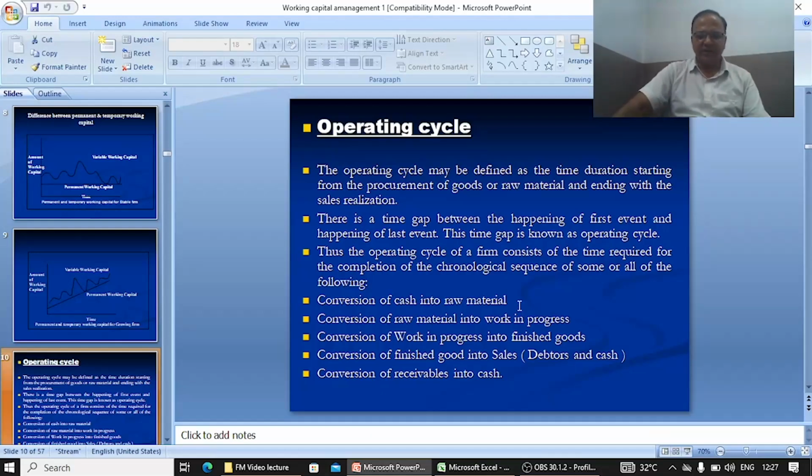For example, number one, conversion of cash into raw material requires, suppose, 1 day. Raw material into work in progress requires 5 days. Work in progress to finished goods requires, suppose, 14 days. Now the total duration is 1 plus 5 is equal to 6 plus 14, 24 days. Then conversion of finished goods into sales, conversion of receivables into cash, and we have to add all these things, then we can get the operating cycle. Now let's do some exercise on it so that it may be clear to all of you.